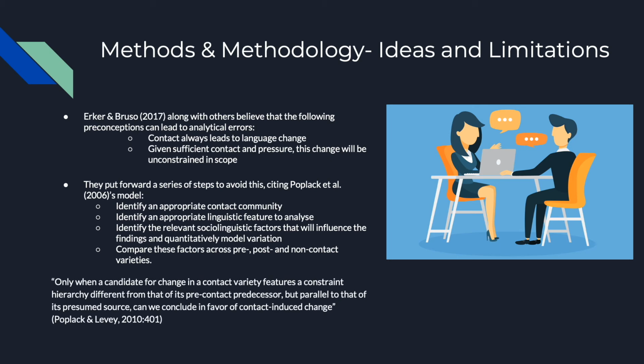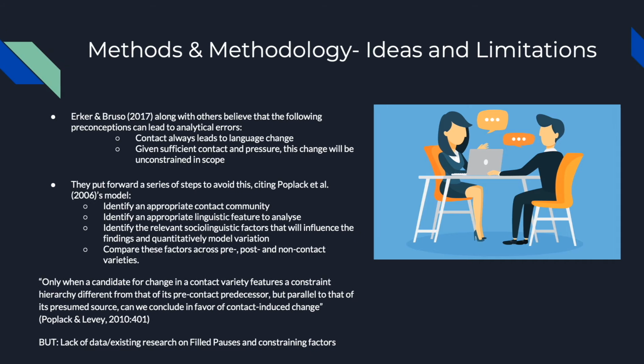They say that contact-induced change can then be inferred when a candidate for change in the contact variety features a constraint hierarchy different from that of its pre-contact predecessor, but parallel to that of its presumed source. However, due to a lack of existing data on filled pauses and the factors that constrain them in Spanish, in pre, post, and non-contact varieties, Urker and Brusso aren't able to accurately apply this. They do believe, though, that their results do indicate a change that is most likely driven by contact.